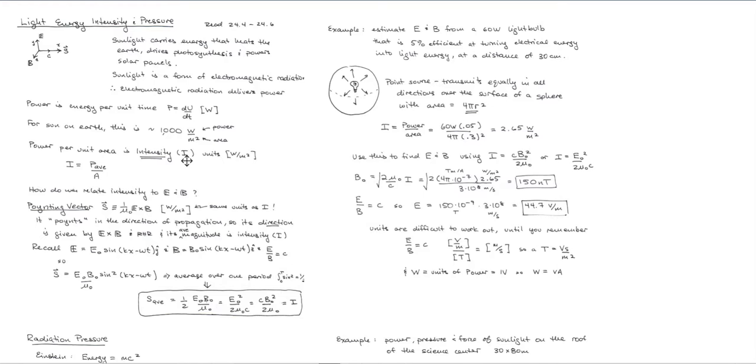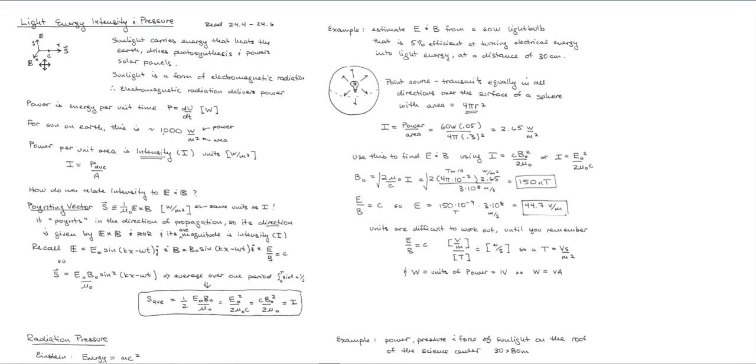So the question is, how do we relate intensity I to what we've been talking about for the past 4 chapters, which is electric and magnetic fields? Well, the answer is the Poynting vector, and it's spelled a little differently. It's not P-O-I-N-T-I-N-G, but it's strange because it really points in the direction of propagation of an electromagnetic wave.